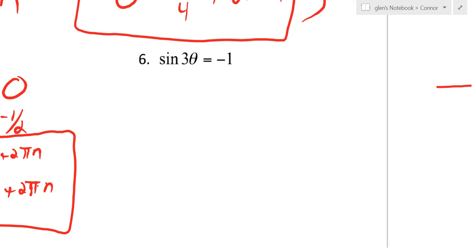We treat it like normal. Forget the 3's there for a second. Where does sine equal -1? When the thing that's inside of it, so not theta anymore, but 3 theta, is 3 pi over 2 plus 2 pi n.